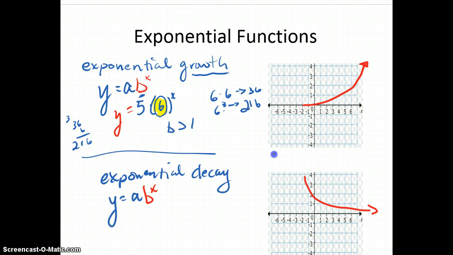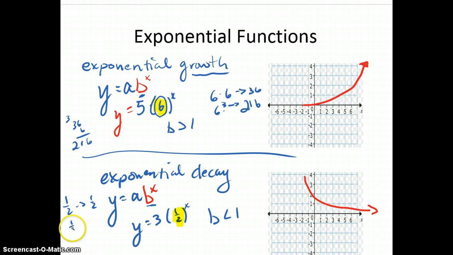On exponential decay, you will also look at the b value. So an example of an exponential decay could be this. When we look at that b value, the b value is a fraction, it's less than 1. When this b value is less than 1, if we raised 1/2 to the first, we'd get 1/2. If we raise 1/2 to the second, we'd get 1/4. If we raise 1/2 to the third, we'd get 1/8. We would get exponentially smaller.